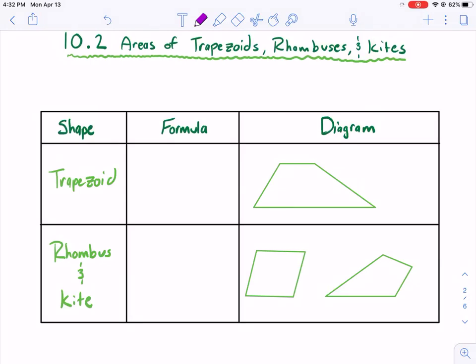Welcome back, geometry students. Today we're going to be talking about 10.2, area of trapezoids, rhombuses, and kites. So the first shape we have is a trapezoid. I hope you guys notice that a trapezoid is composed of several different shapes.